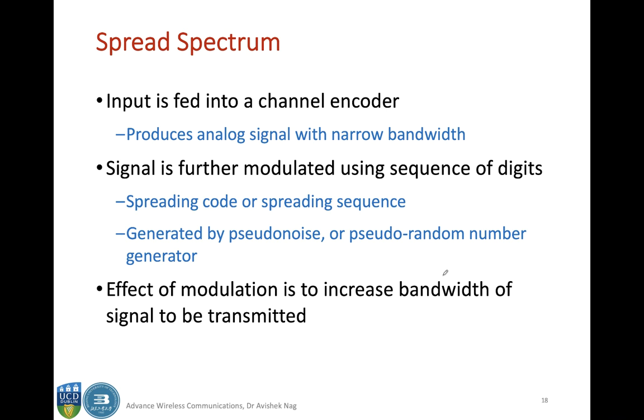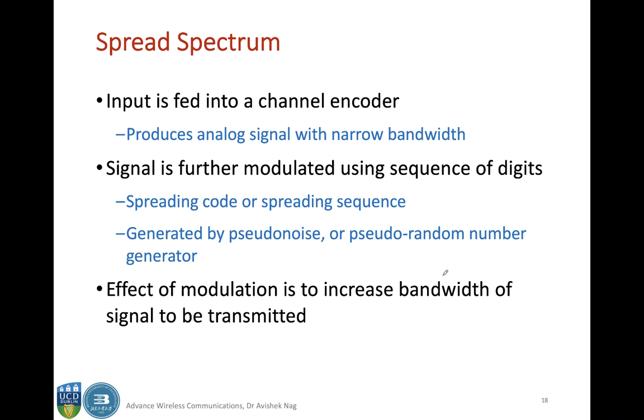In general, spread spectrum is a technology where the input is fed into a channel encoder, which produces an analog signal with narrow bandwidth. The signal is further modulated using a sequence of digits. That sequence is called a spreading code or spreading sequence, and it is generated by pseudo noise or pseudo random number generators. We will come to what is meant by pseudo noise or pseudo random number generator. The effect of modulation is to increase the bandwidth of the signal to be transmitted.